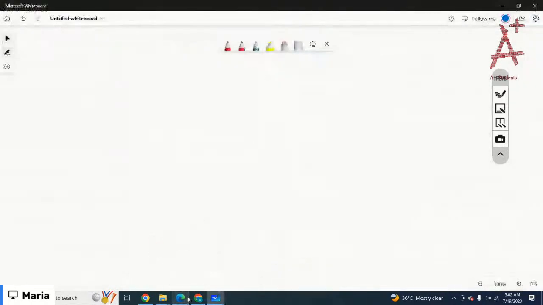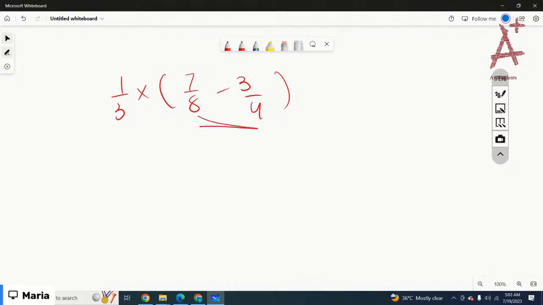1 by 3 times 7 over 8 minus 3 over 4. Okay, so which operation we're going to do first? Subtraction. Got it? Whenever we have the bracket in the question, we first have to solve the brackets. So in the bracket you have subtraction. So first we are going to do subtraction. Got it?